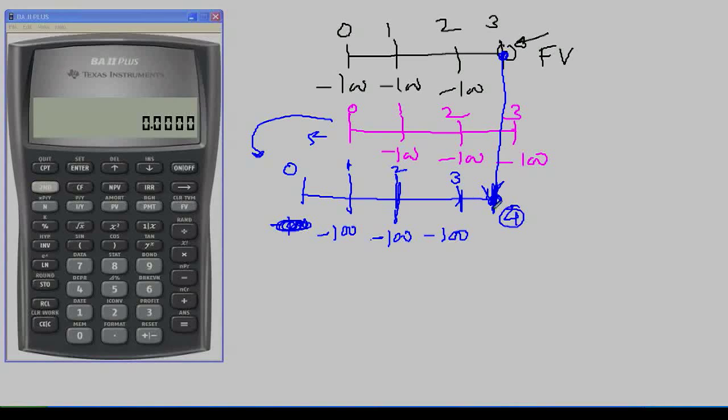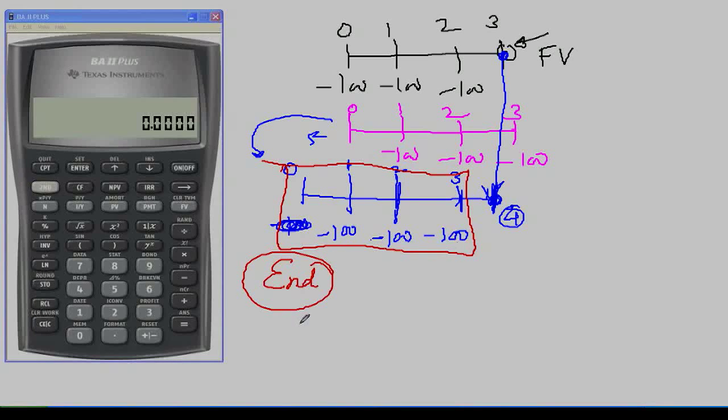For this I will say that here I want the future value. Let's say we want it at 4. Now how will I solve this problem? It can be solved very well, because if you consider this particular part, can I say that it is as if we are solving it in the end mode?